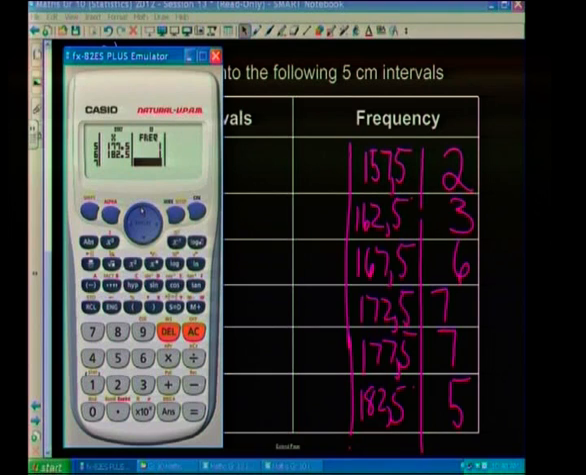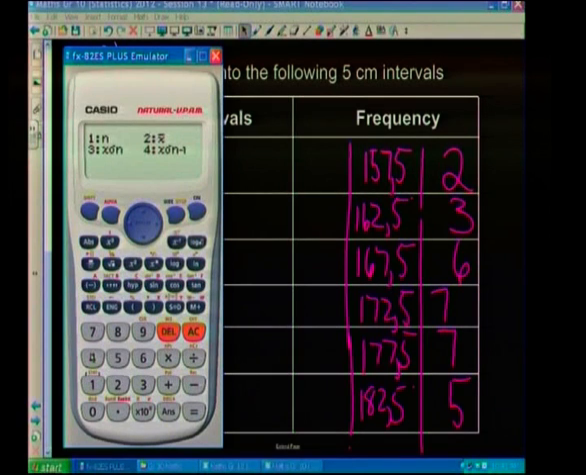Then I scroll over to my frequency side. I'm just scrolling right to the top. Well, I try to. There we go. And I'm now going to enter the frequency. So I'm going to say 2 equals, 3 equals, 6 equals, 7 equals, 7 equals. Oh my goodness, I made a mistake and I didn't even see that. So I'm going to enter 2 and press equals, 3 and press equals, 6, press equals. Remember to press the equals, otherwise your calculator is going to give you a syntax error like I just had. And 5 equals. Right, so I've got my class midpoints in the one column, I've got my frequencies in the other column.